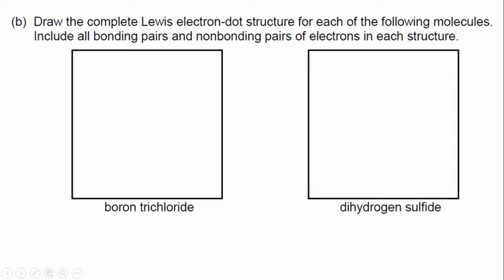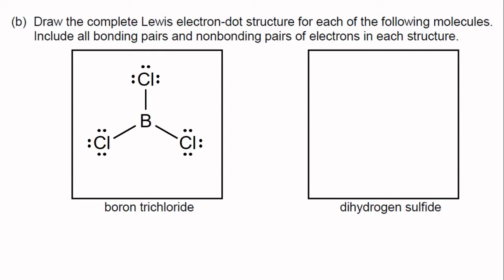The next 2 molecules that we have to draw Lewis electron dot structures for are boron trichloride, BCl3, and dihydrogen sulfide, H2S. For boron trichloride, there are 3 valence electrons for the boron atom, and there are 7 valence electrons for each chlorine atom. That's a grand total of 24 valence electrons. We're going to put boron in the center, make our 3 connections to the chlorine atoms, satisfy the octet for each chlorine atom, and at this point that structure is complete.